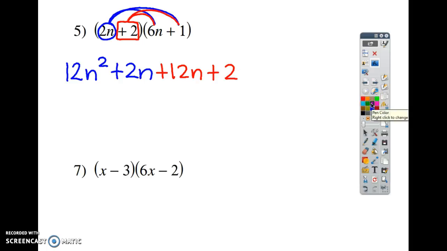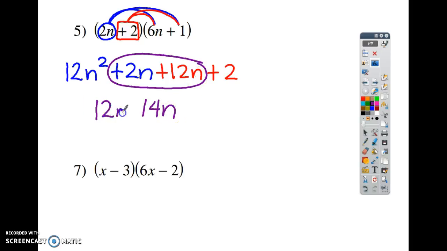Combine like terms. These two look alike. You add them. That's 14n. You do not put a square on that one because both of them are n's. Your answer should be an n. Bring everything else down. 12n squared plus 14n plus 2. And that's your answer. And then you would check it in Kuta and check it in your worksheet in Schoology and make sure that it's correct.